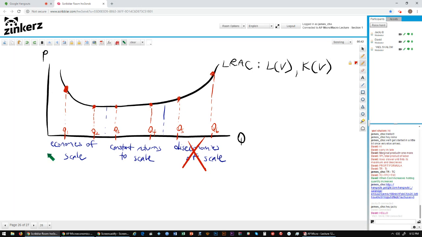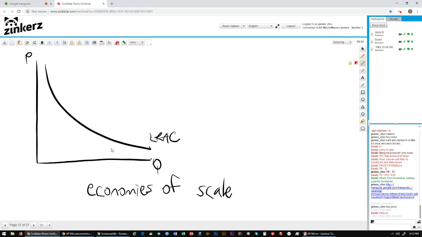The really interesting part is this guy, the economies of scale. If you look at the region of economies of scale, what's happening to your long run average cost as your quantity increases? It's going down. Let's think about why that is. So at this quantity Q1, your average cost is really, really high. At this quantity Q2, your average cost is very, very low. One way that you see this all the time is with something called a natural monopoly.